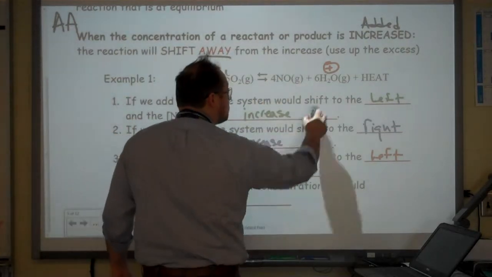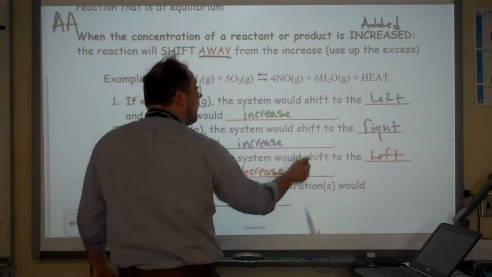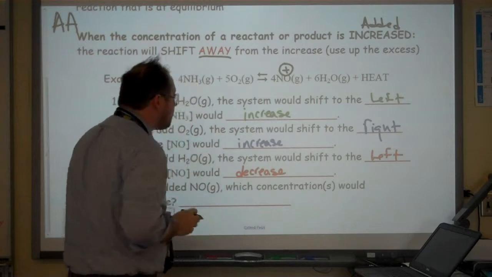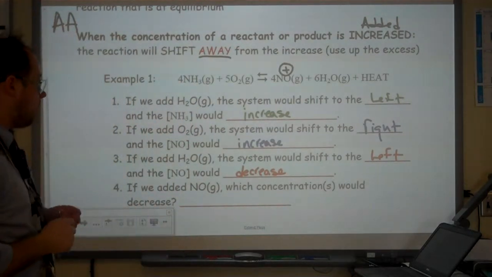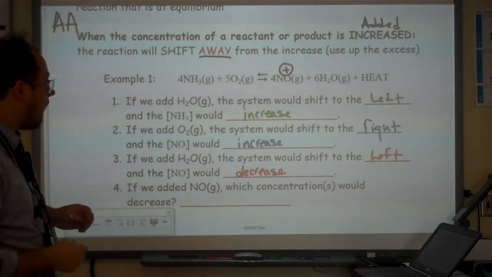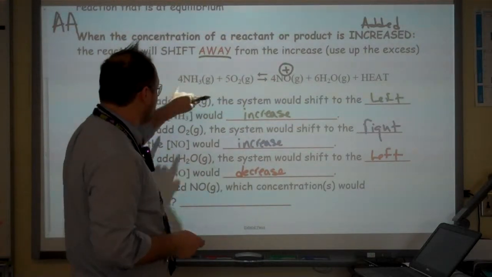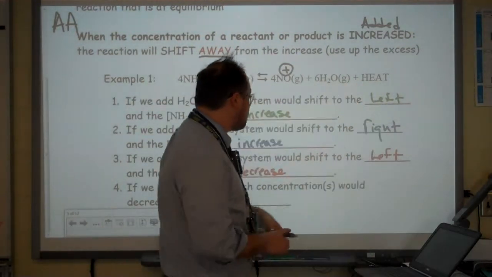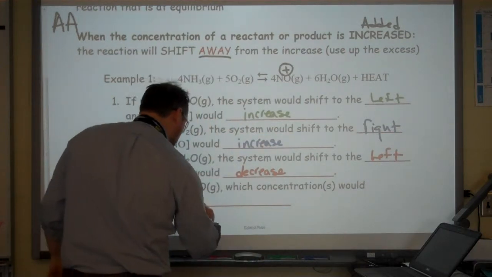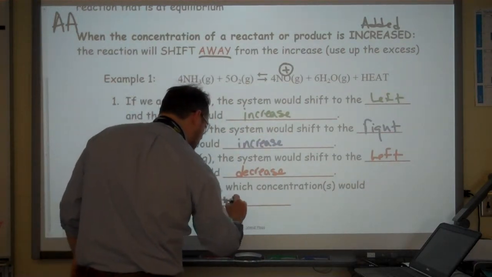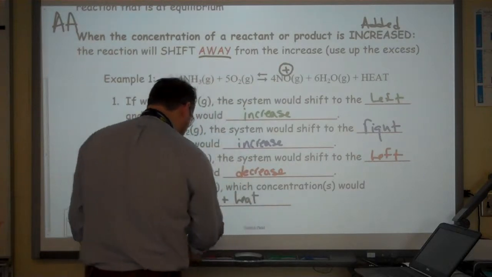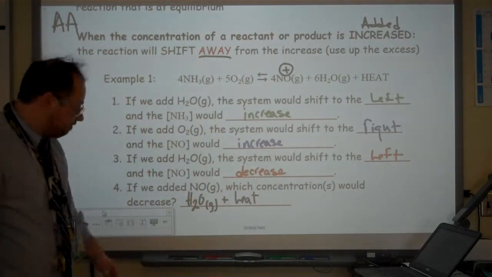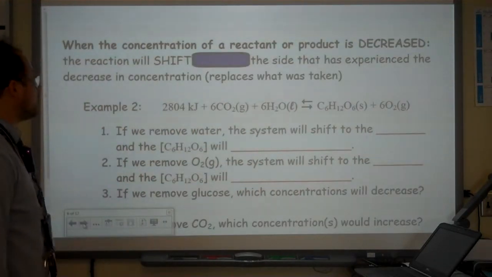And if we added NO gas, which concentrations would decrease? NO gas, we add that. So we're going to shift away from what we added. What things would drop? So we're shifting towards the left, which means these things would go up, and these two things would drop. So the H2O gas and the heat amount would drop. So that's the concentration stress.